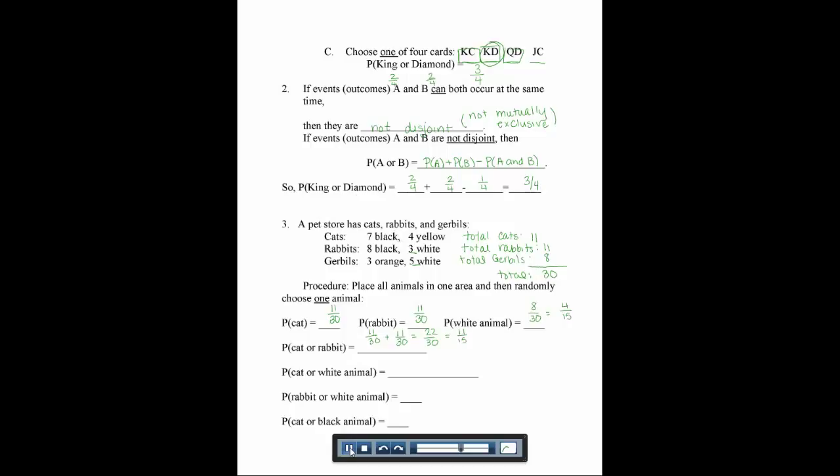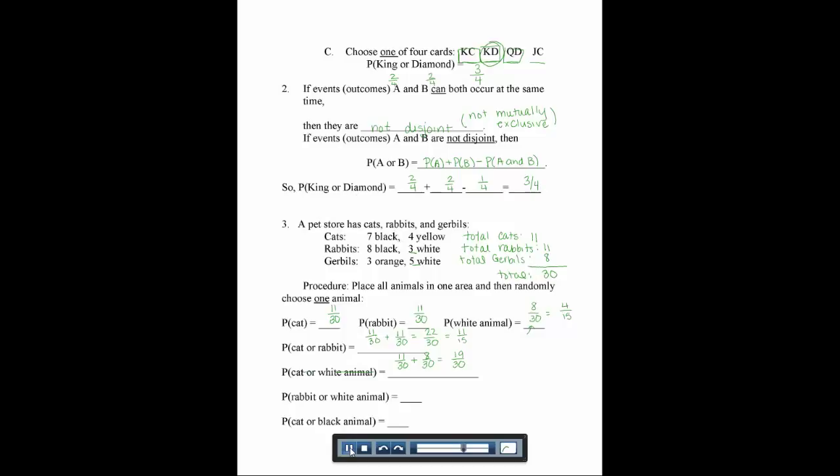Okay, and the next one says, what's the probability of getting a cat or a white animal? Now we need to ask, is this disjoint? Can we have a white cat? Now, out in the real world, I'm sure some of you have seen white cats, and you might think, oh, it's not disjoint. But in this particular pet store, we don't have any white cats. Our cats are only black or yellow. So for this instance, it is disjoint. So we want to take the probability of getting a cat, which is 11 out of 30, plus the probability of getting a white animal. And what I recommend is take the one before it's reduced. So 8 out of 30. That way you have your common denominator. So we get 19 out of 30.